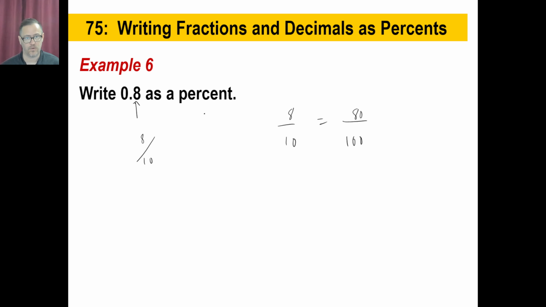If you wanted to, though, you could go 0.8. Since there's nothing here, you can write a 0 there, right? If you were to read this off, how would this read? 80 hundredths, right? Well, by definition, of course, hundredth, that's percent, right? There you go. That's it.